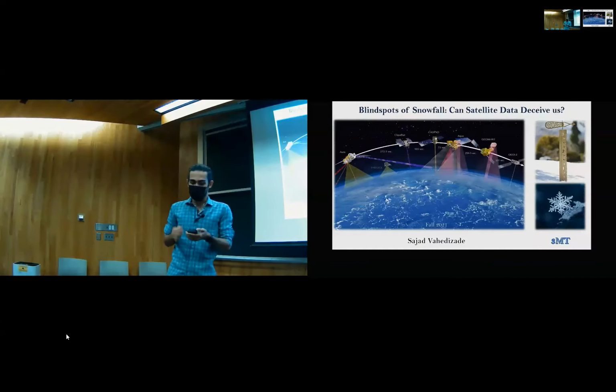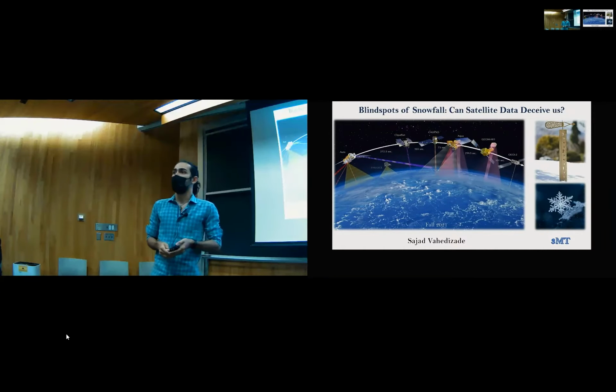Hello, my name is Sajad. I'm talking about the blind spot of snowfall, and we want to see, can satellite data deceive us in finding snowfall or not? Snow has far-reaching effects on our daily life, our planet, and its climate. And studying the science behind snowfall can help us understand its impact on weather forecasts, ecology of wildlife, and also our water supplies.